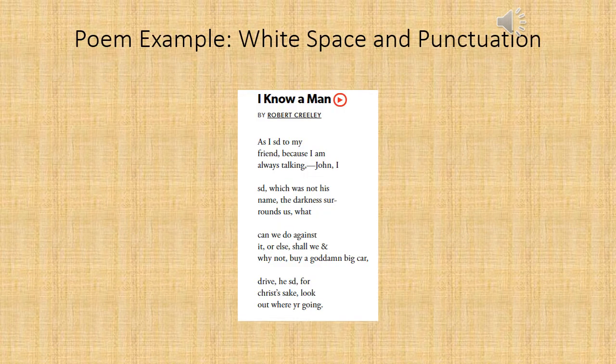All right, so here we go. Poem example, white space and punctuation. Everything we just spoke about in the last slide. And how I want you to attempt to read the poem with great respect, or pay close attention, think about it that way, to the punctuation and the white space. So, I Know a Man, Robert Creeley. I'll read it aloud, and then we'll inspect how it's respecting white space and punctuation, and what effect it's attempting to imbue to the reader.